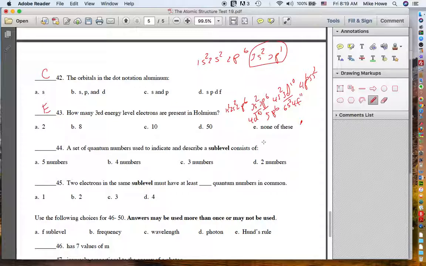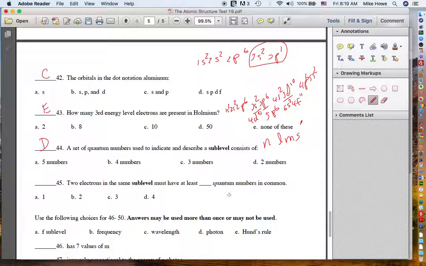All right, you got 4 quantum numbers, N, L, M, and S. If I want to describe a sublevel, I need to know what energy level it's in, and I need to know if it's S, P, D, or F. So that's N and L. We don't need M to describe the sublevel. We don't need S to describe the sublevel. So the answer is just 2.